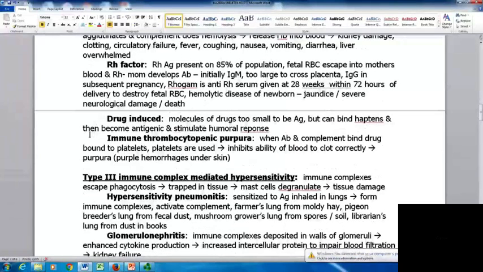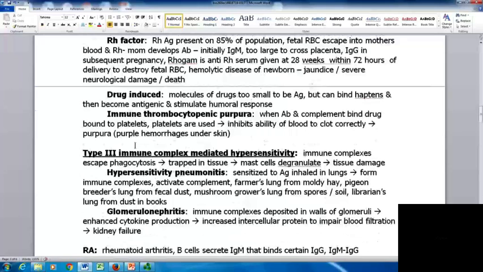So drug-induced, molecules of drugs are too small to be antigens, but they can bind to haptens and then become antigenic and stimulate a humoral response. Immune thrombocytopenic purpura, this is when the antibody and complement bind the drug bound to platelets. The platelets are lysed, and it will inhibit the ability of blood to clot correctly. This is what will give the purpura, which are the little purple hemorrhages under the skin.